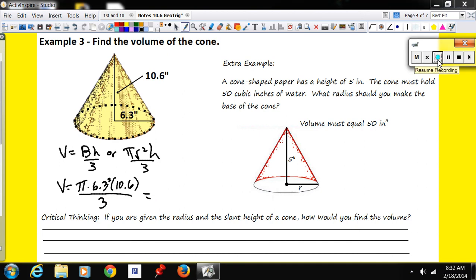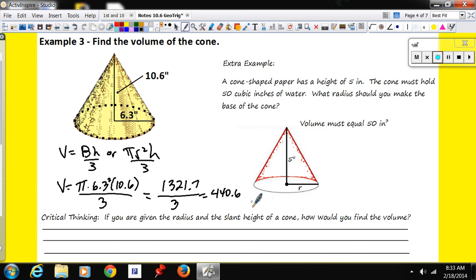Okay, so you get 1,321.7, and we're going to divide that by 3. So take that, divide it by 3, and you get 440.6 when you round it off. And that would be in cubic inches. Inches cubed. That'd be our volume. So just plugging in the formula. If you know the formula and you can find the pieces, you can solve it.